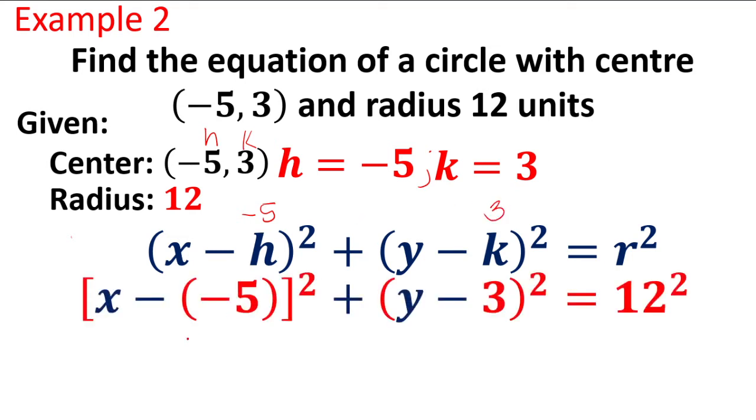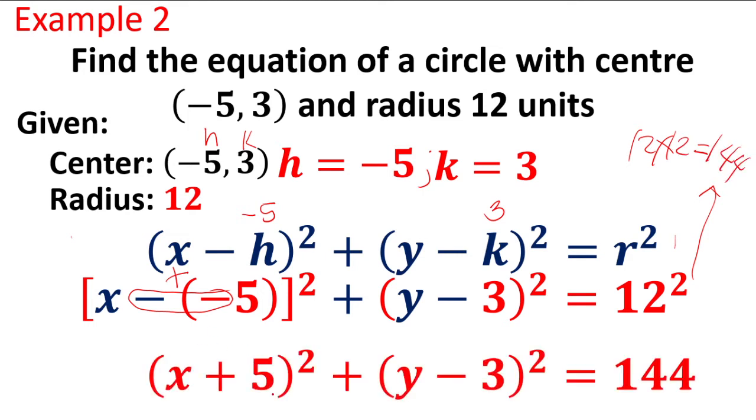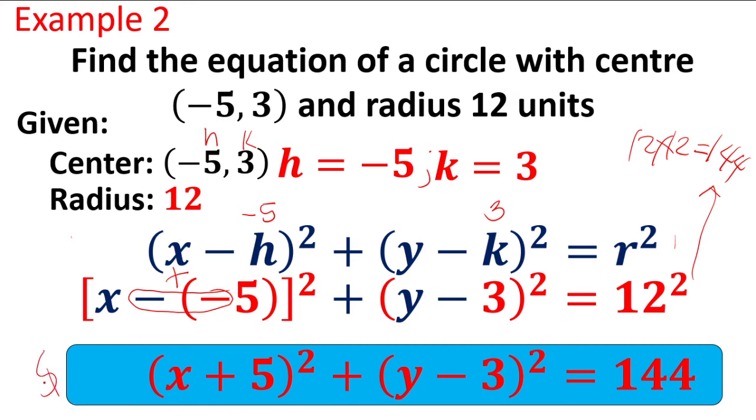Okay, so magiging ganito siya. (x minus negative 5) quantity squared plus (y minus 3) quantity squared is equal to 12 squared. Now, ito magkatabi, so that means negative times negative, positive. Tapos ito, 12 squared means 12 times 12. And 12 times 12 is 144. So, magiging (x plus 5) quantity squared plus (y minus 3) quantity squared is equal to 144. So, yun na yun. Yun na ating standard form when the center is located at negative 5 and 3 and radius 12 units.